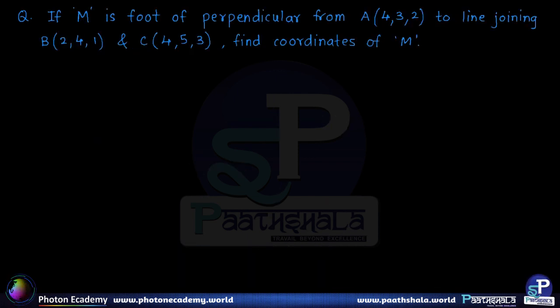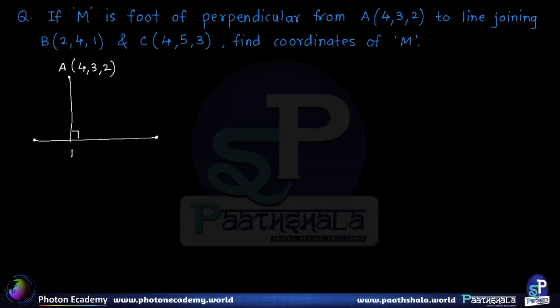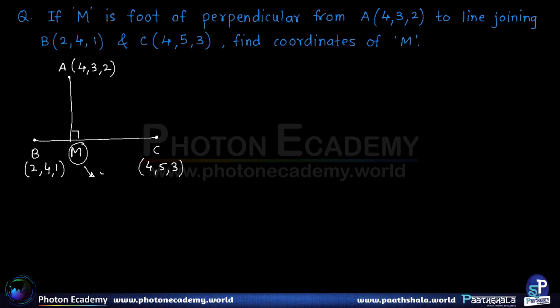Now here, if M is the foot of perpendicular from point A, whose coordinates are 4, 3, 2, to a line joining points B and C, whose coordinates are given, then find the coordinates of point M. Right, now here let us show it by a small figure. That is, we know the coordinates of point A, and from that point A we are drawing a perpendicular with foot as M to the line joining points B and C, whose coordinates we also know, that is 2, 4, 1 and 4, 5, 3, and we have to find the coordinates of point M.